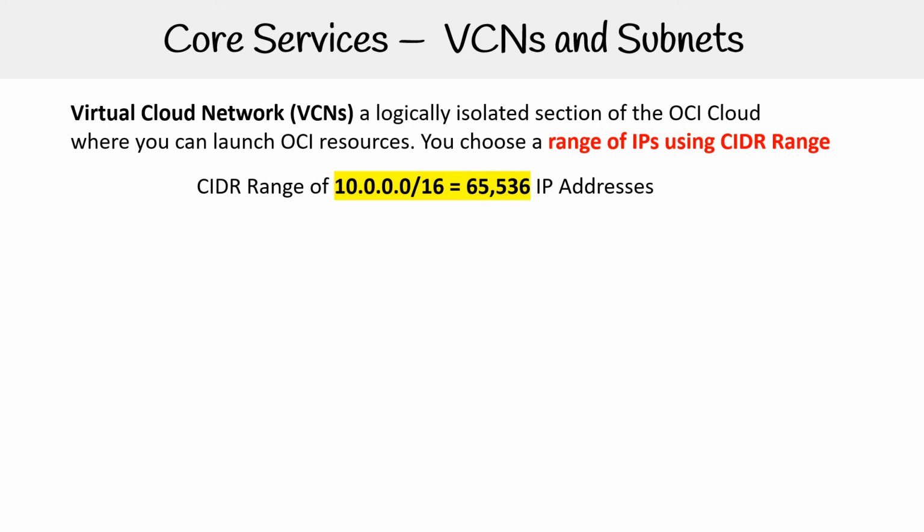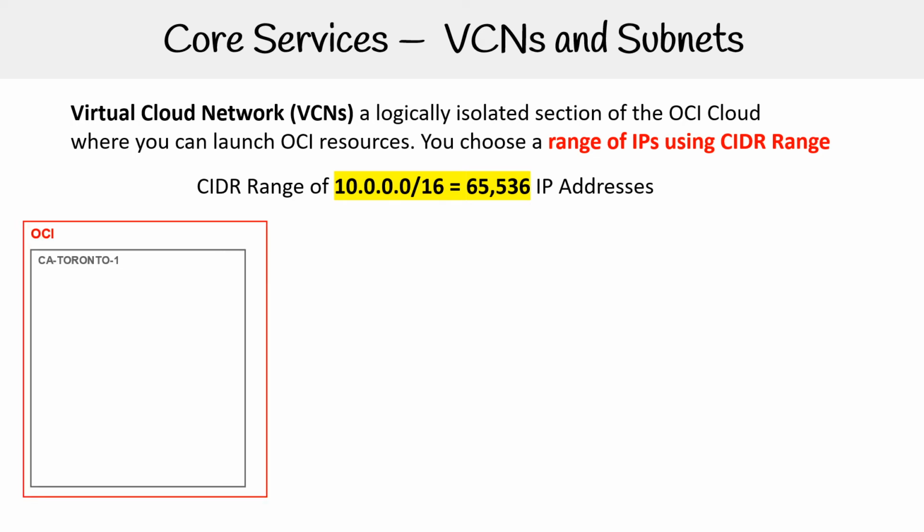So if you chose 10.0.0.0/16, that 16 is defining the size of the IP addresses, and that would give you 65,000 IP addresses. What does that mean? It's like if you want to launch 65,000 servers, you'll have enough IPs to launch 65,000 servers. And so there's the architectural diagram of the OCI network with a region, and so there would be your VCN.